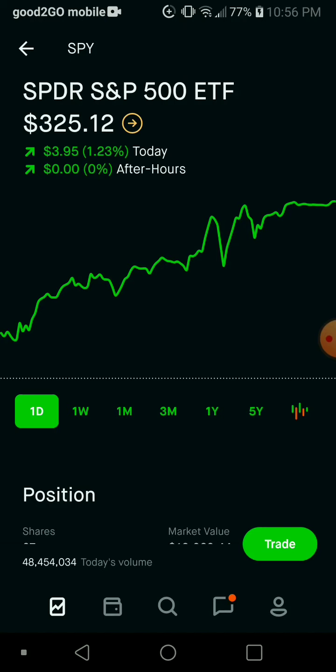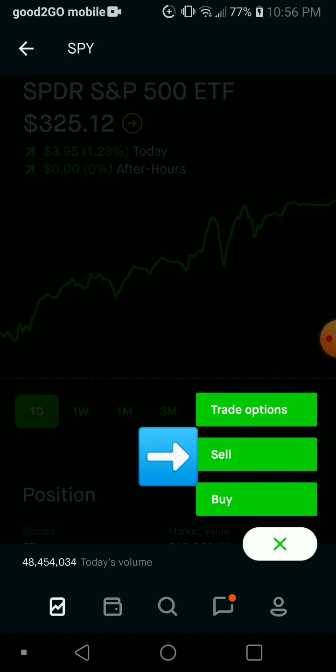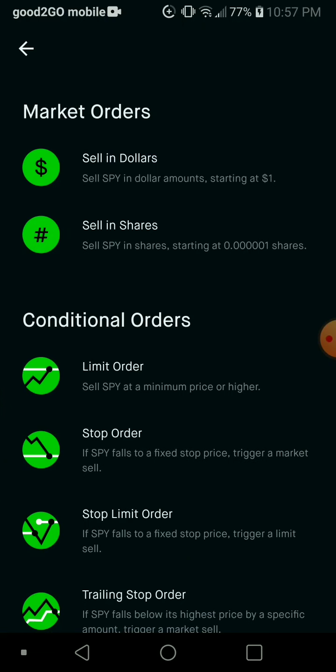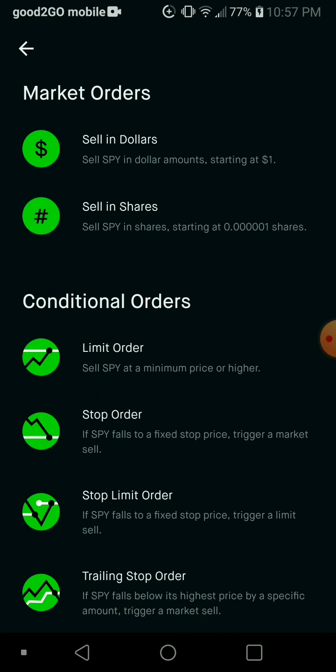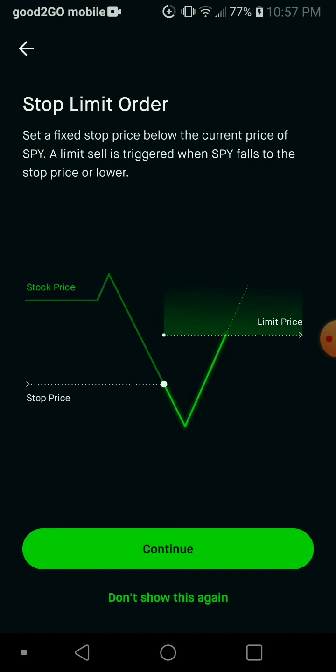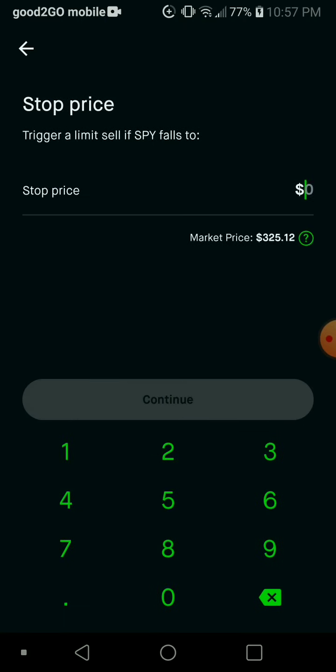So how to do that? Again, we're going to go to trade, and then we're going to use, for instance, sell, and then choose from here. See, stop limit. Instead of stop order, here we have stop limit. So we're going to go to stop limit order, and then it's going to explain stop limit. So as you can see here, if it hits the stop price, it will apply the order, but it will not sell until it hits the price you enter. So I'm going to click continue.